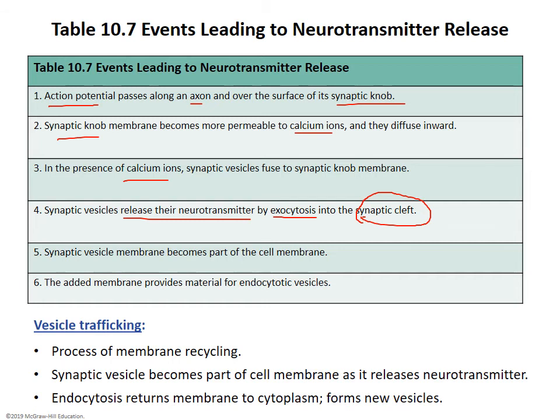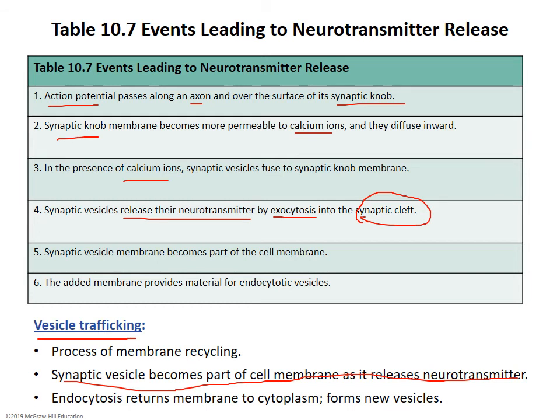Now we have what's called vesicle trafficking, and so some of these will be recycled. Synaptic vesicles become part of the cell membrane as they release the neurotransmitter. Exocytosis returns the membrane to the cytoplasm to form new vesicles. It's just saying that it gets reused.